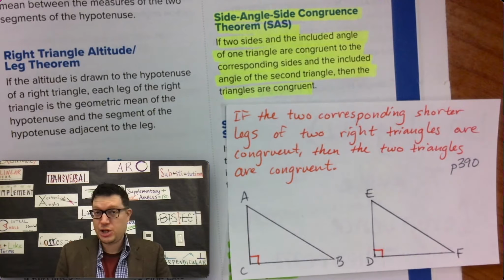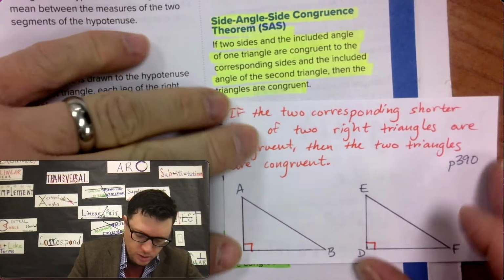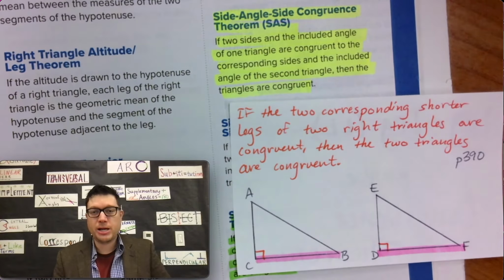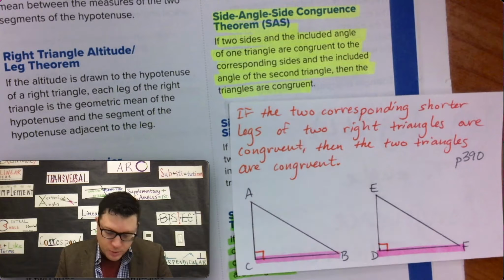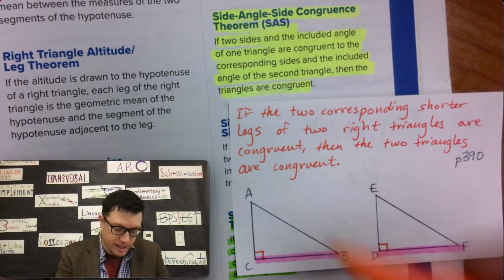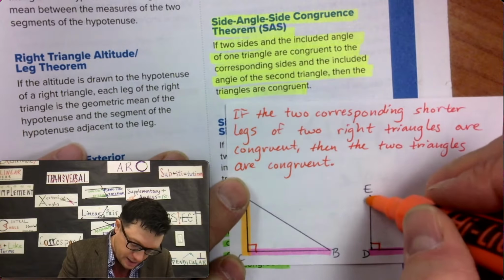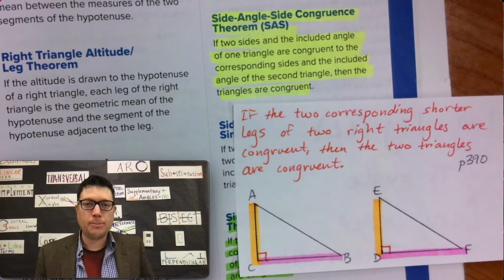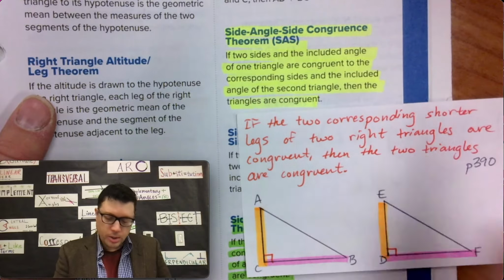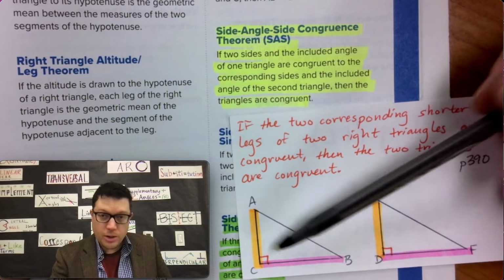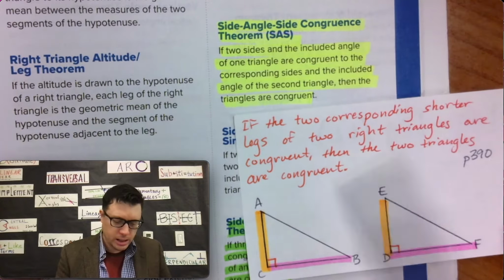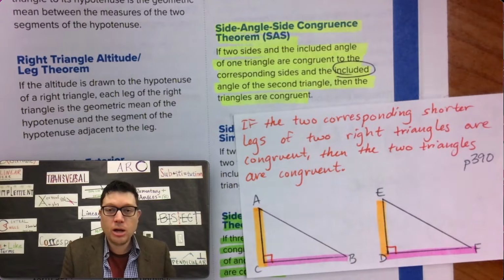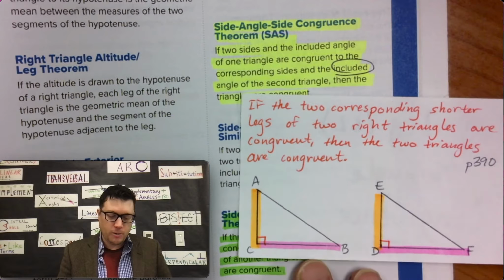I need to find matching legs, things that actually line up and match. So the bottom edge, BC and FD, those two match because they are the two corresponding shorter legs. Let's call attention to them with some highlight. And then AC and ED, those are the two legs. This is exactly the scenario setup for SAS. The angle is the 90 degree angle right here. This 90 degree angle is between the two legs, the two sides of the triangle. That's what included means. It's the angle in between the two sides that we know.